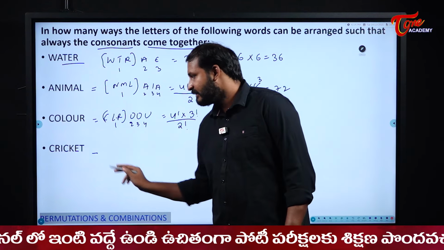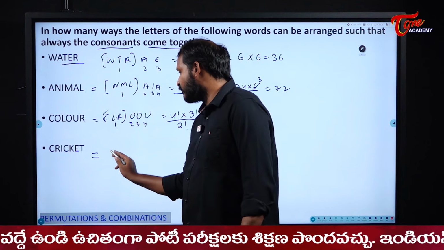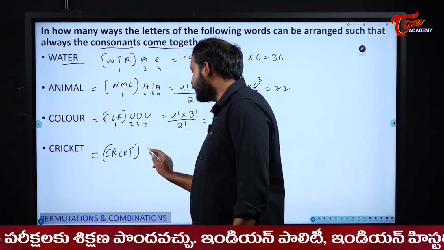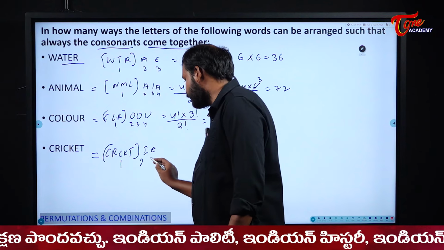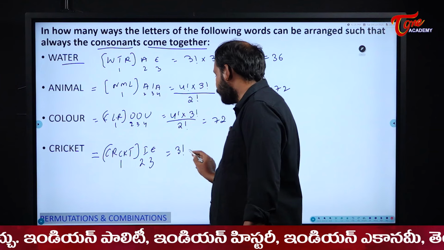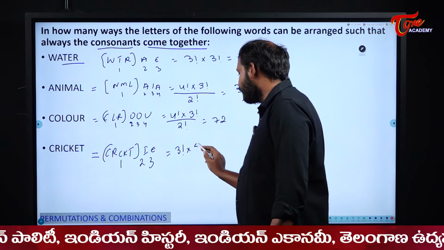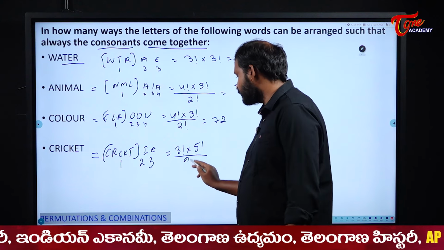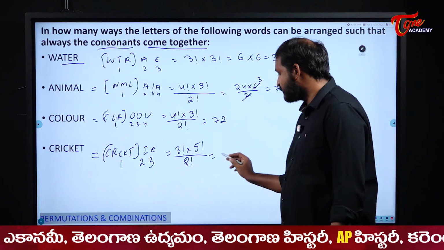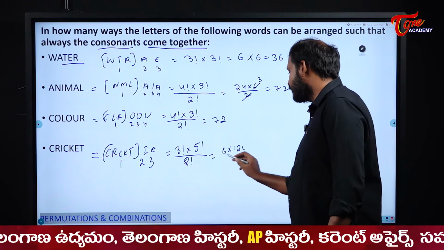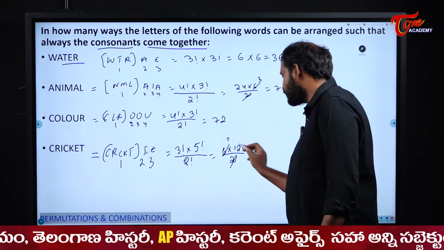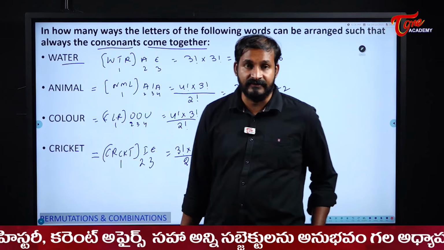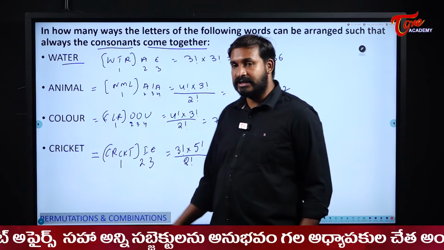Next, cricket. Cricket, what will happen? Consonants write as a group C, R, C, K, T. I and E as separate groups. So 1, 2, 3. 3 factorial into the consonants internally can be arranged in 5 factorial ways. By repetition is there? Yes, repetition is there. C was repeated for 2 times. So 2 factorial. What happens to these students? 6 into 120 by 2. 2 ones, 2 threes. So it will become 360 ways. So that means we can arrange the letters of the word cricket in 360 ways such that always the consonants come together.